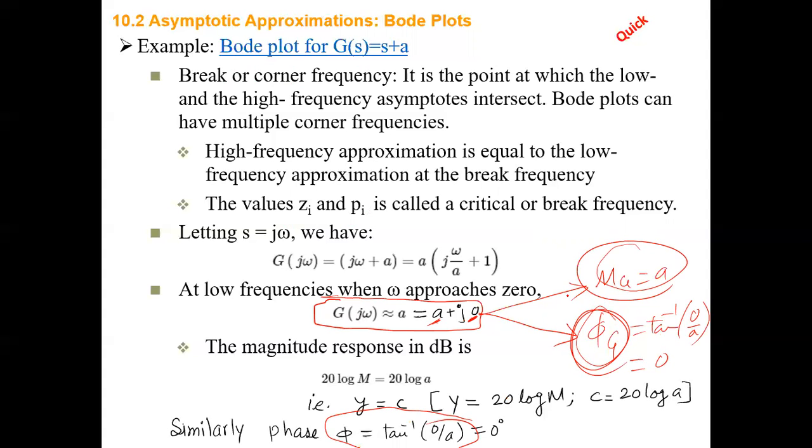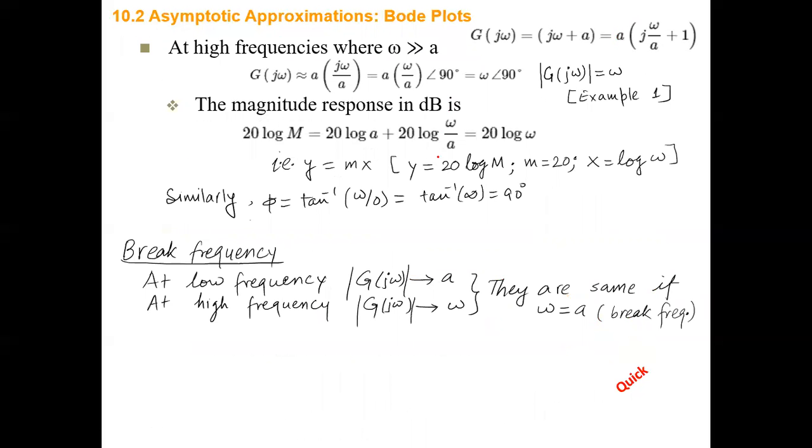Now let's do the infinity case. We know this is my G response function, right? What happens at infinity? Meaning omega is much greater than a. That means omega tends to infinity. Then when omega is much bigger than a, this term is very big compared to 1. So this 1 can simply be ignored. So that's why my G(j omega) becomes simply this.